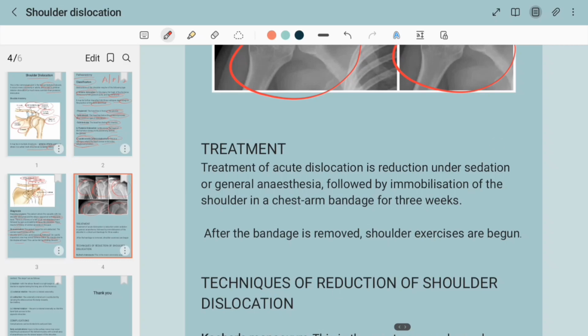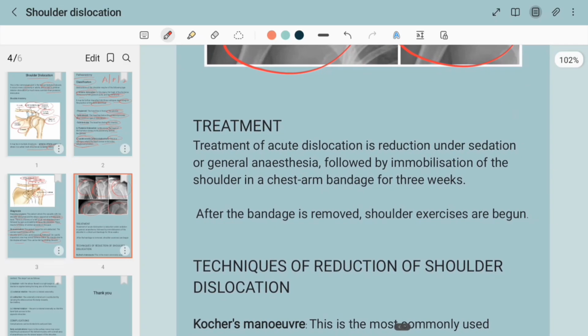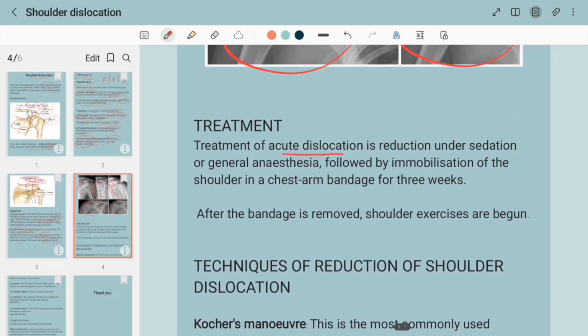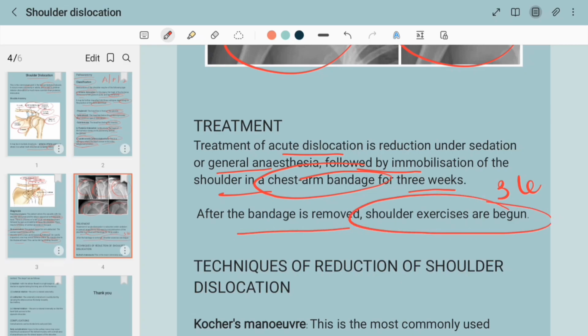Now we will see the treatment. The treatment of acute dislocation is reduction under sedation or general anesthesia, followed by immobilization of the shoulder with a cast or arm bandage for 3 weeks. After the bandage is removed, shoulder exercises begin.